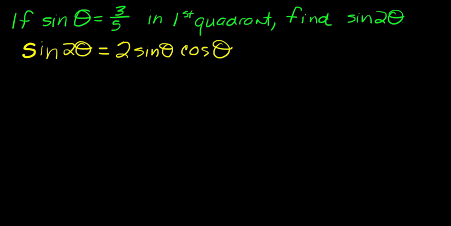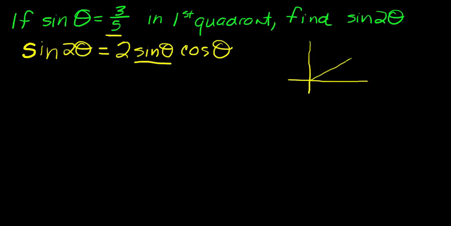Now, we already know what sine of theta is. They've told us that's 3/5. So down here where we see sine theta, we'll substitute in that 3/5. But what we don't know is what's cosine of theta. There are a couple of different ways to find that. I think one easy way is just to look over here and maybe draw our triangle.